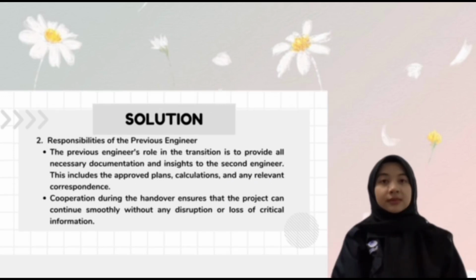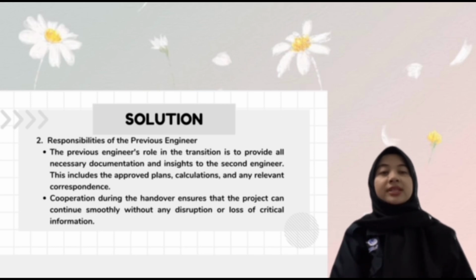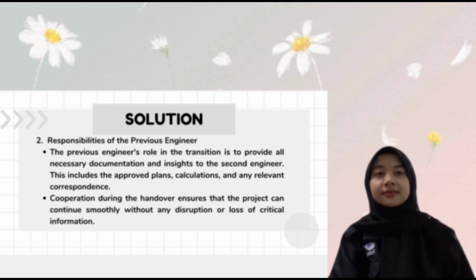Responsibility of the previous engineer. The previous engineer's role in the transition is to provide all necessary documentation and insight to the second engineer. This includes the approved plans, calculations, and any relevant correspondence. Cooperation during the handover ensures that the project can continue smoothly without any disruption or loss of critical information.